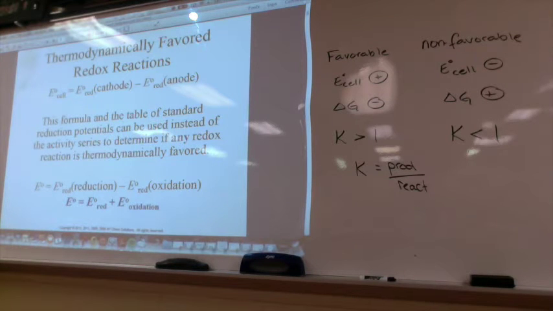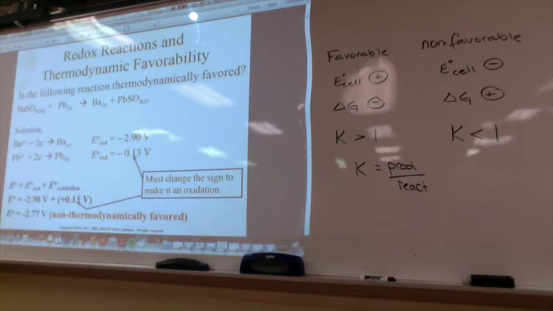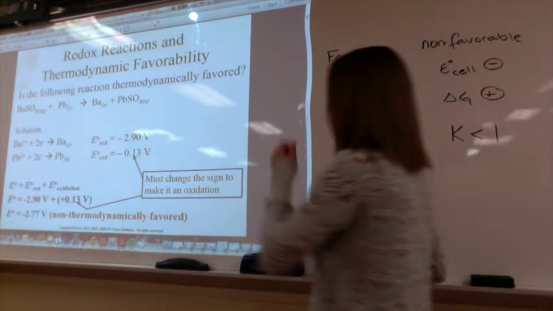You can look at the standard reduction potential table. Instead of using an activity series, we don't use the activity series. We look at the reduction potentials, and then we can determine which one's being oxidized or reduced. And then if we get a positive voltage, that's favorable. So let's look at this reaction.